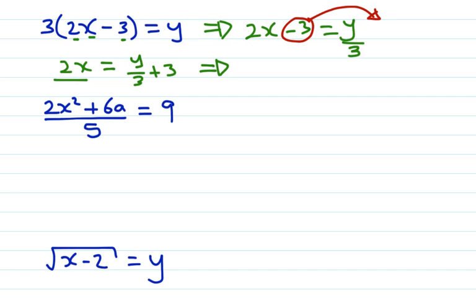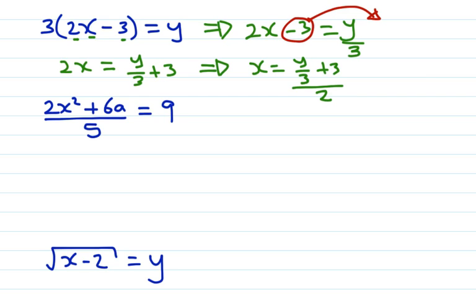I need to get rid of the 2, so I'm going to divide by 2. So therefore my final answer now is x is equal to (y divided by 3 plus 3), all of that over 2. Some people might look at that and think it's all messy, but it's the answer. If you want to simplify it, knock yourself out, but for now that's fine.